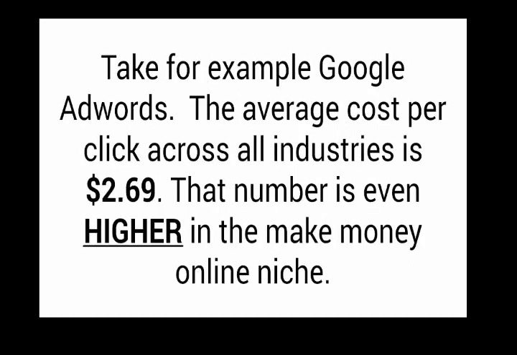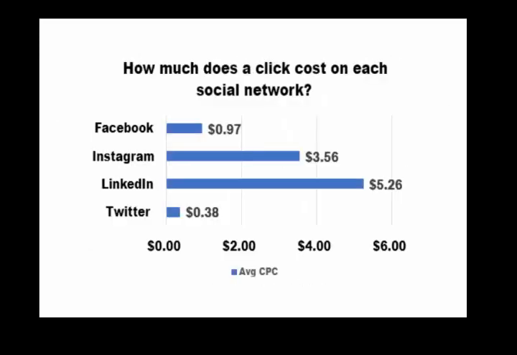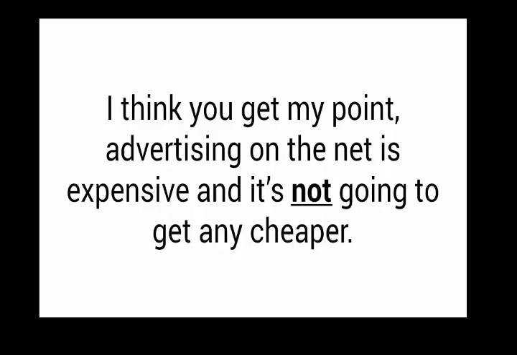Take, for example, Google AdWords. The average cost per click across all industries is $2.69. That number is even higher in the make money online niche. Let's take a look at these other social media networks. Facebook is 97 cents per click. You can go ahead and double that for the make money online niche. Instagram, $3.56 per click. LinkedIn, $5.26. That's crazy. I think you get my point. Advertising on the net is expensive and it's not going to get any cheaper.